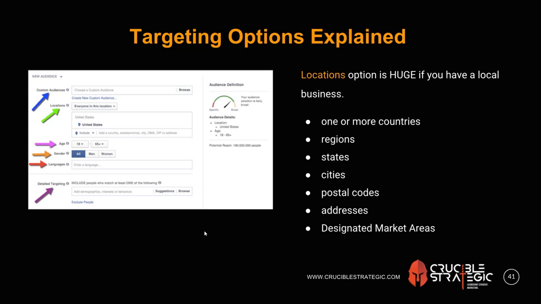This is huge if you have a local business. You don't want to be marketing to the whole United States if you're only trying to get local business in a certain area. All right, so you can market in multiple countries, regions, states, cities, and zip codes. You can designate market areas with location, okay?